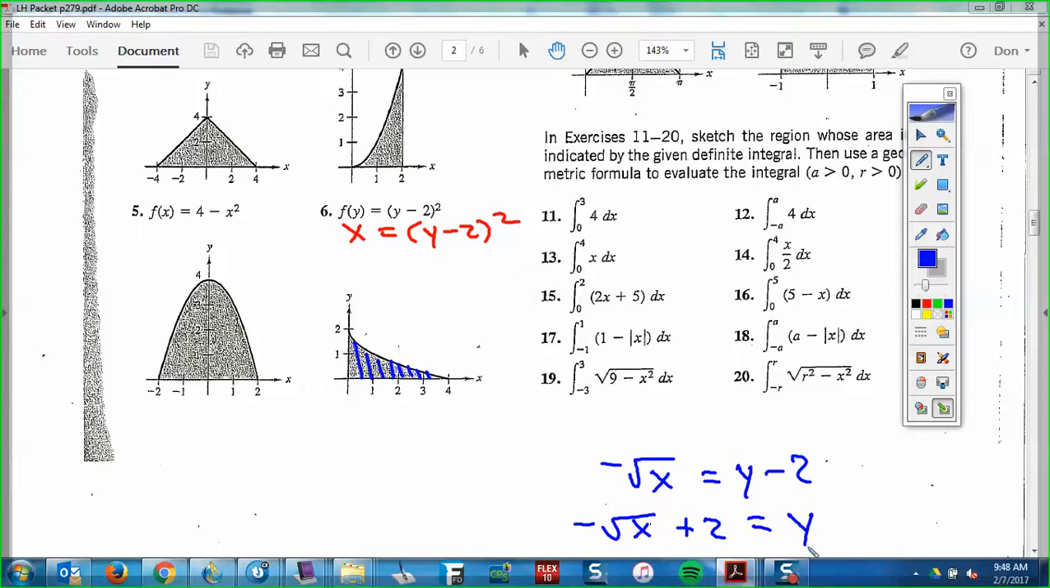So it's kind of like the root x function, right? And then flipped, and then shifted up 2, right? If you look at it, then that kind of makes sense, okay? Now, what would that integral be then? What would the blue area be if I wrote it as an integral?